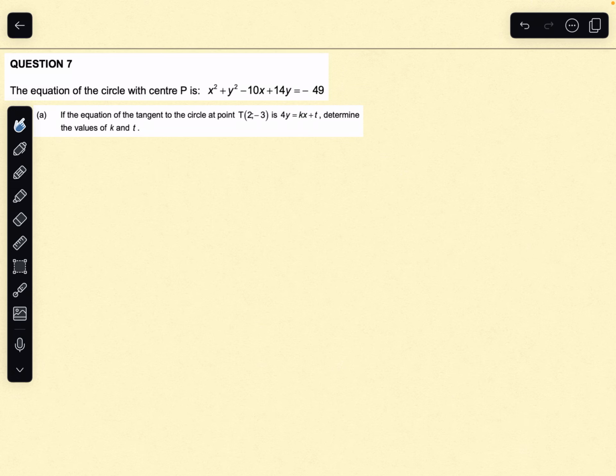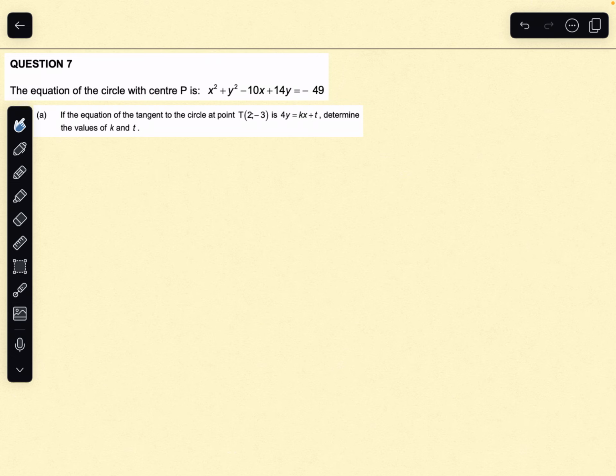Today we are rambling about IEB May 2024 paper 2 question 7. Right, let's go. The equation of the circle with center P is x squared plus y squared minus 10x plus 14y is equal to negative 49. So it's not given to us in standard form, boo-hoo.